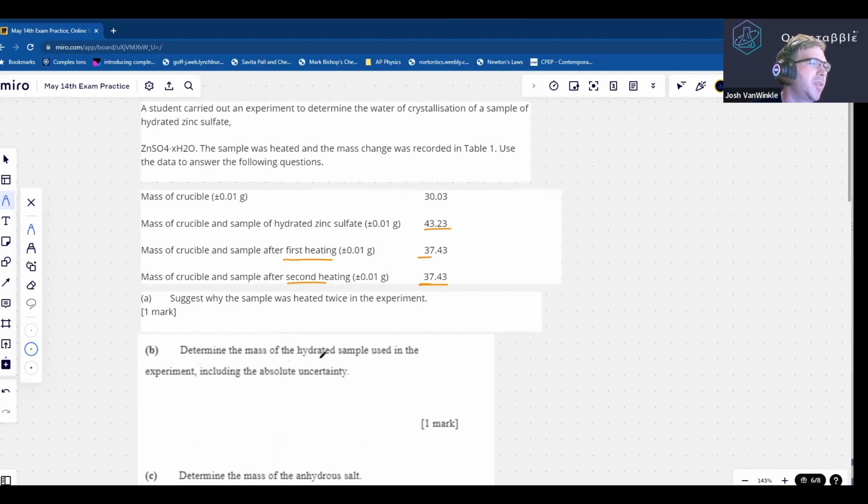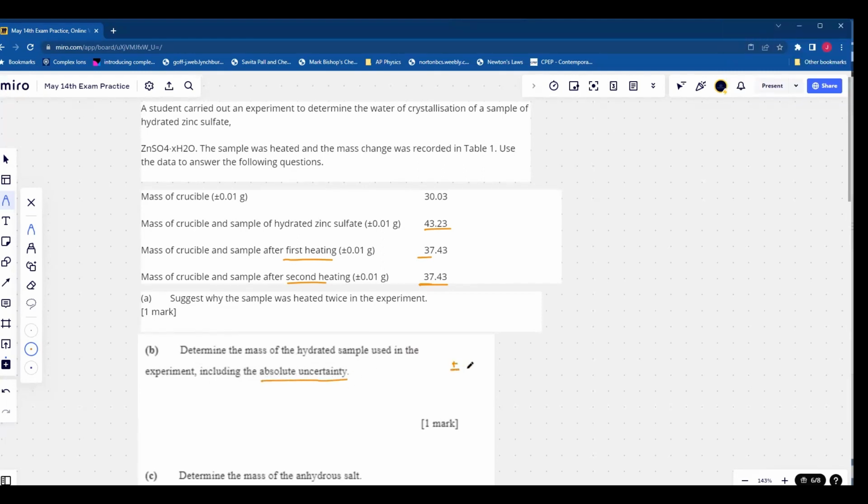So the next piece is determine the mass of the hydrated sample used in the experiment, including absolute uncertainty. Have you guys done this? Yeah. You've done the plus or minus like 0.01. That's topic 11, right? Topic 11.1 or something. That's right. Yeah, because in physics it's topic 1, but in chem it doesn't show up till 11.